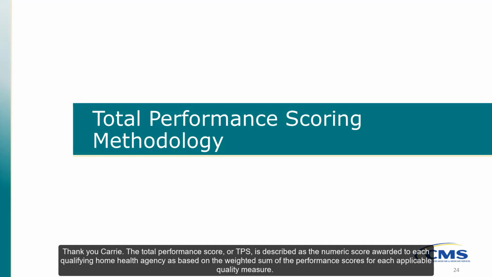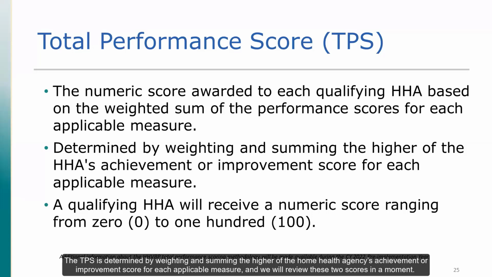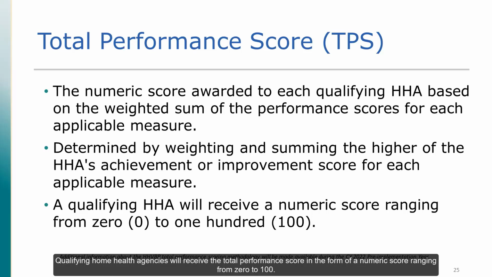Welcome, Elaine. Thank you, Carrie. The total performance score, or TPS, is described as the numeric score awarded to each qualifying home health agency based on the weighted sum of the performance scores for each applicable quality measure. The TPS is determined by weighting and summing the higher of the home health agency's achievement or improvement score for each applicable measure. And we will review these two scores in a moment. A qualifying home health agency will receive the total performance score in the form of a numeric score ranging from 0 to 100.